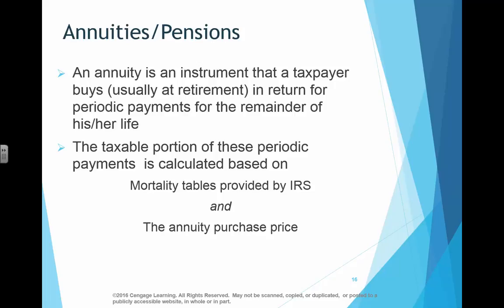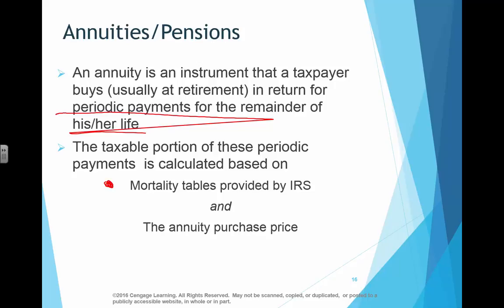Here's the scoop. What does the IRS want to know? They want to know how much of what Katie's cutting me on a monthly basis is taxable. An annuity is an instrument that a taxpayer buys, usually at retirement, in return for periodic payments for the remainder of his or her life. The taxable portion is based on two things.